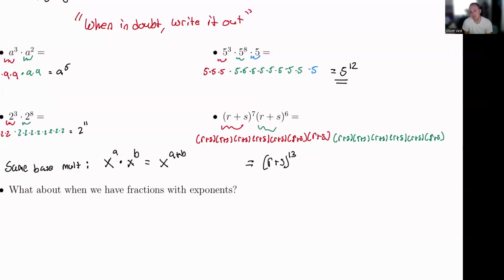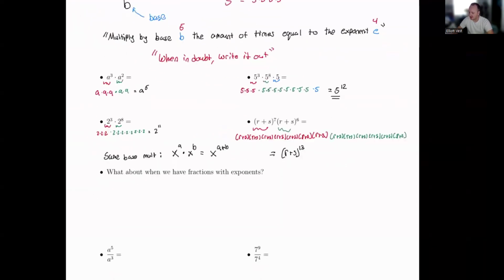So my base was r plus s. It's okay for my base to be something ugly. It's okay for my base to be 3x plus 5 happy face, right? If it's to the 10th power, I write 3x plus 5 happy face 10 times out. That's what it means to have an exponent. Cool. So when in doubt, write it out.